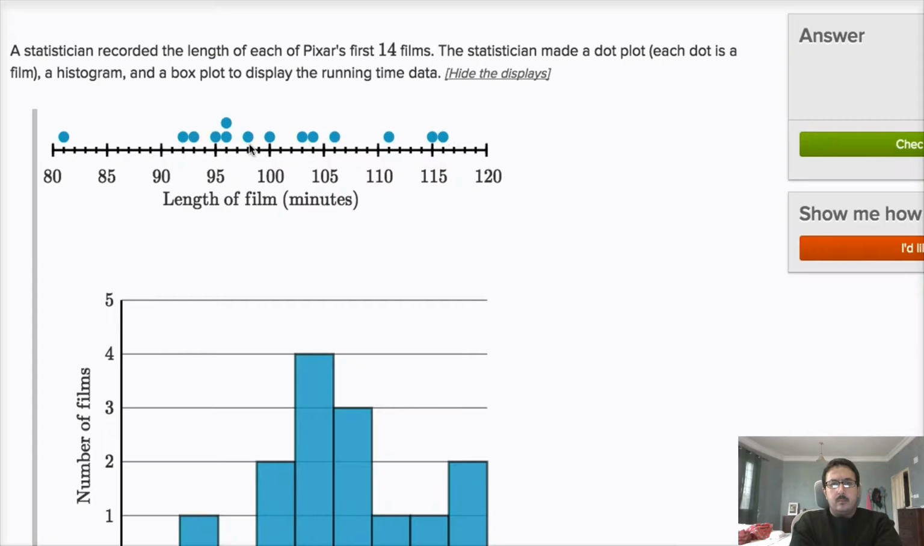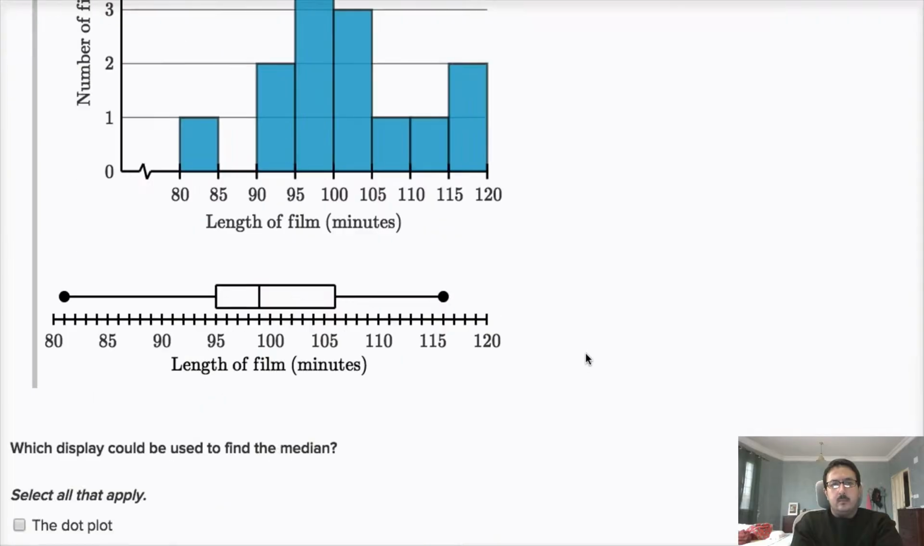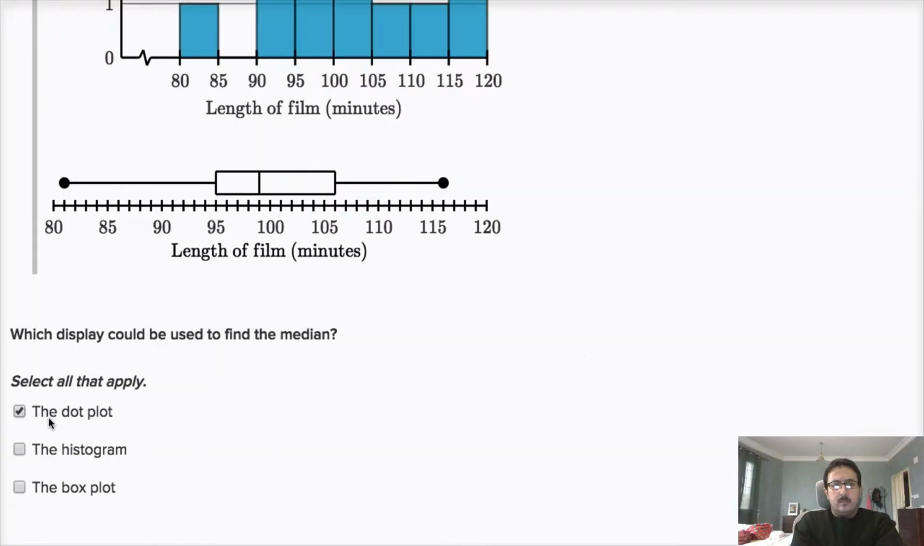So I claim that I could use this to figure out the median because I could make a list of all of the running times of the films. I could order them, and then I could find the middle value. I could literally make a list. I could write down 81, and then write down 92, then write down 93, then write down 95. Then I could write down 96 twice, and then I could write down 98. Then I could write down 100. I think you see where this is going. I could write out the entire list, and then I could find the middle value. So the dot plot I could definitely use to find the median.